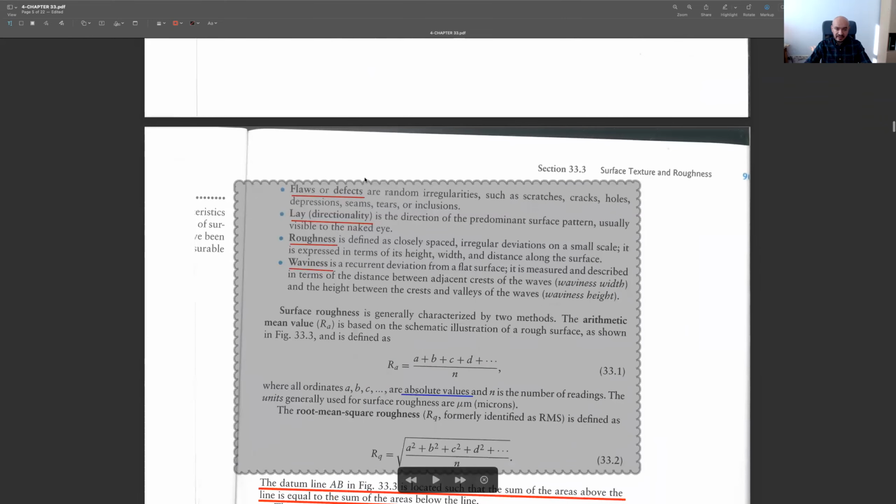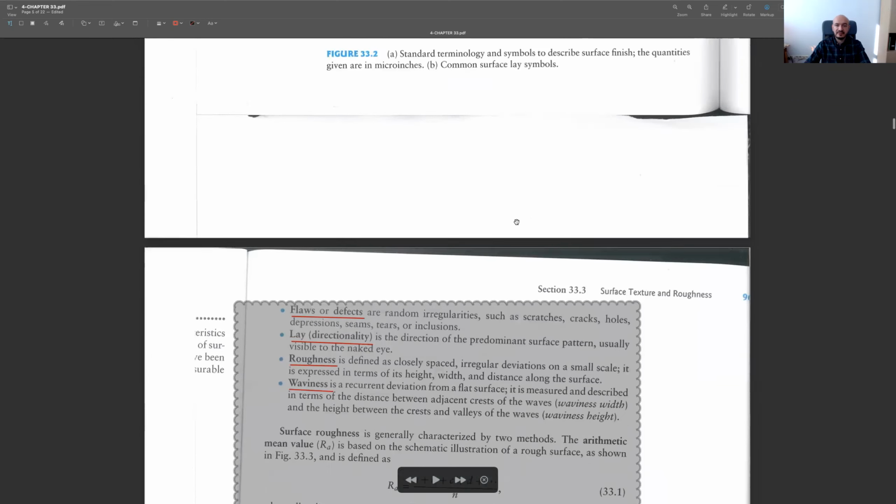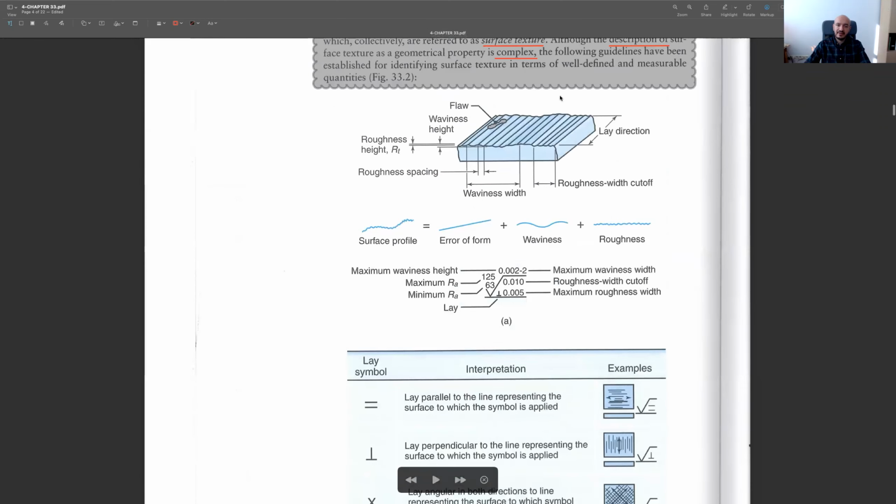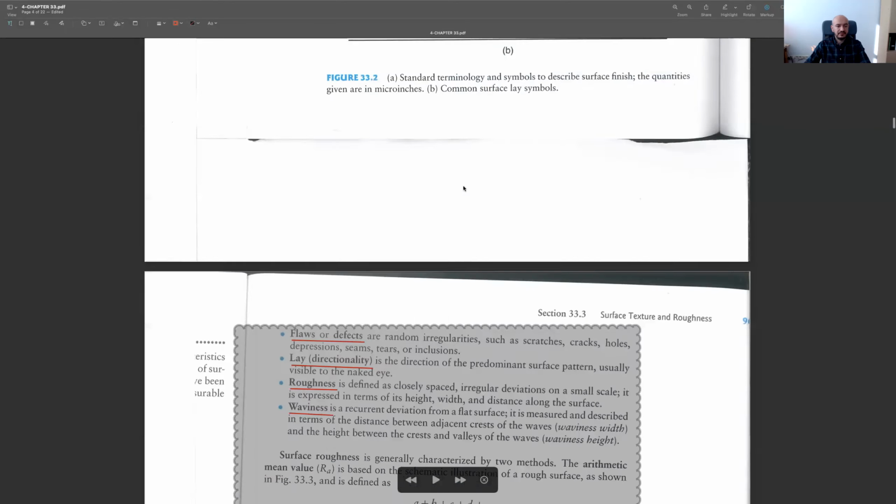And the surface texture obviously depends on the type of defects you have on the surface, scratches, cracks, holes, craters. They all affect the quality of your surface texture. The lay is the directionality, the direction of our predominant surface pattern. And if you look at here, we have lays in this direction.